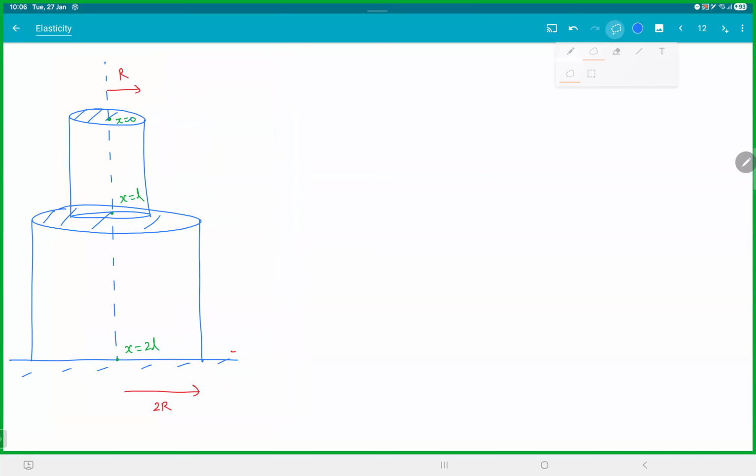You have to be careful with x. Remember, x has to be measured always from the top. So let me show you. Let's say distance x from the top. So we are doing it in two parts. We are doing this for x between 0 and L. Be careful because after L, the area is changing. So we have to split the problem into two parts.